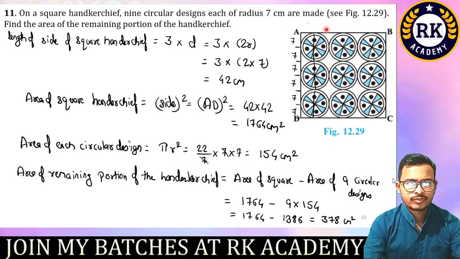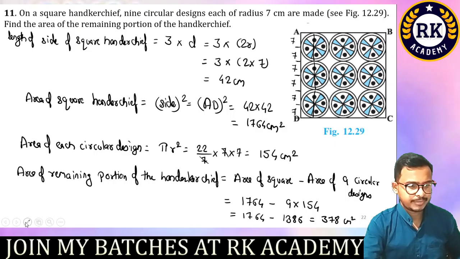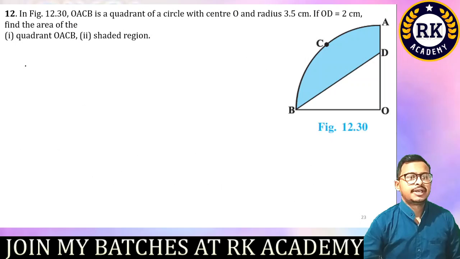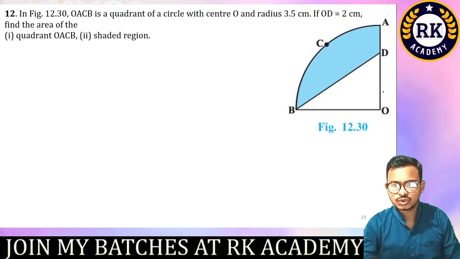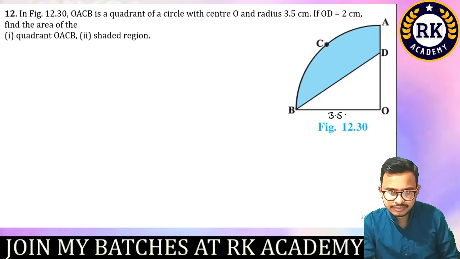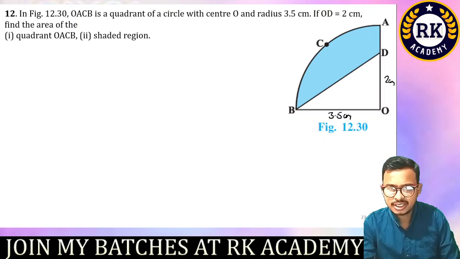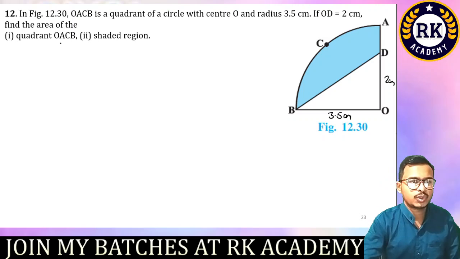Okay, moving ahead to question 12. Read the question. Question 12.30, figure OACB is a quadrant. So OACB, this whole thing is a quadrant with center O. The radius is given as 3.5, so this is 3.5 centimeter. Next thing, OD is given as 2 centimeter. How much is this? 2 centimeter. Find the area of quadrant OACB.